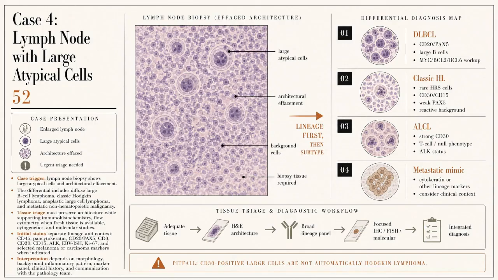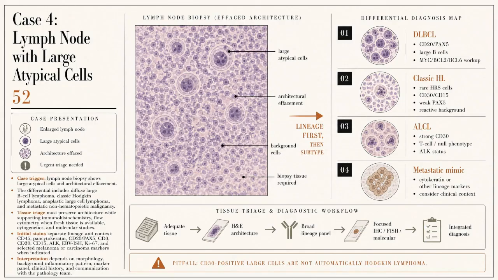Reed-Sternberg cells in classical Hodgkin lymphoma typically express CD30 and CD15, while B-cell markers such as CD20 are often weak or absent. In contrast, diffuse large B-cell lymphoma cells usually express strong CD20 positivity and lack CD15 expression. Anaplastic large cell lymphoma often expresses CD30 and may express ALK protein, which is a useful diagnostic marker.